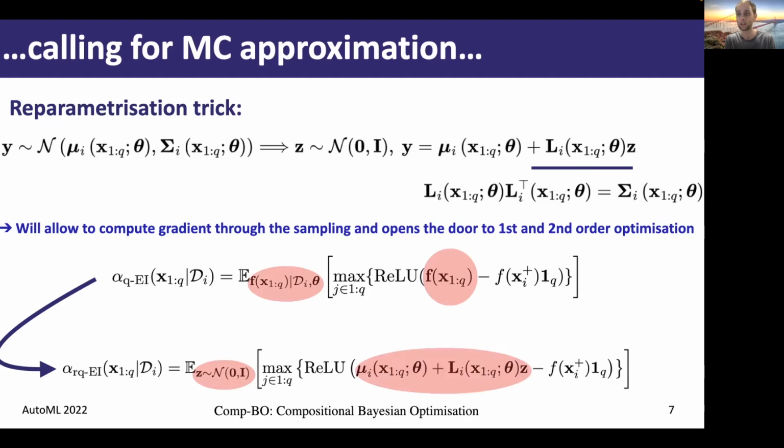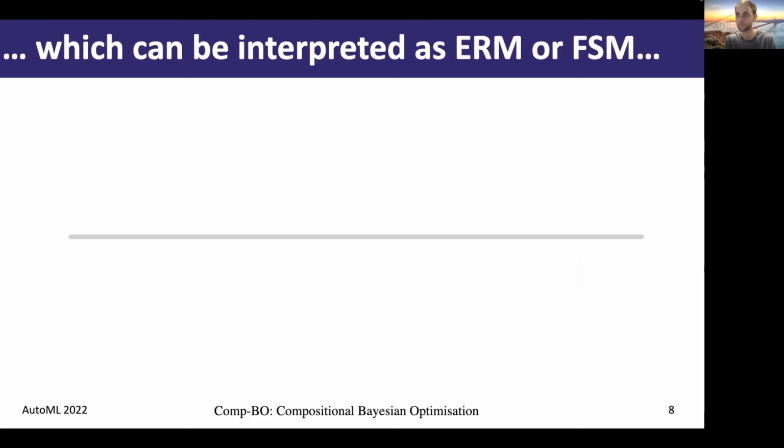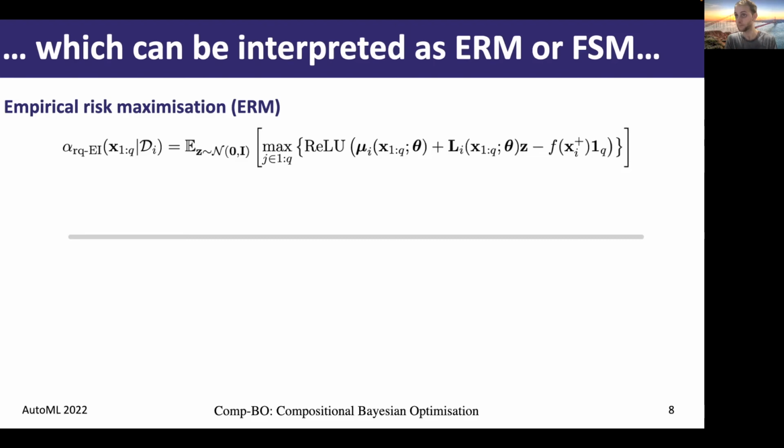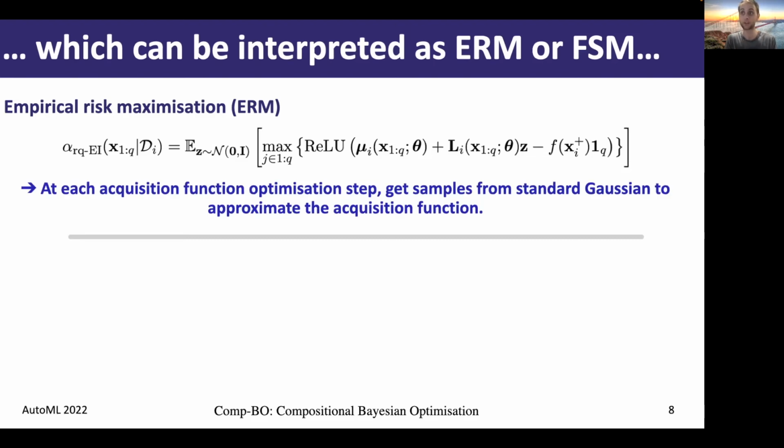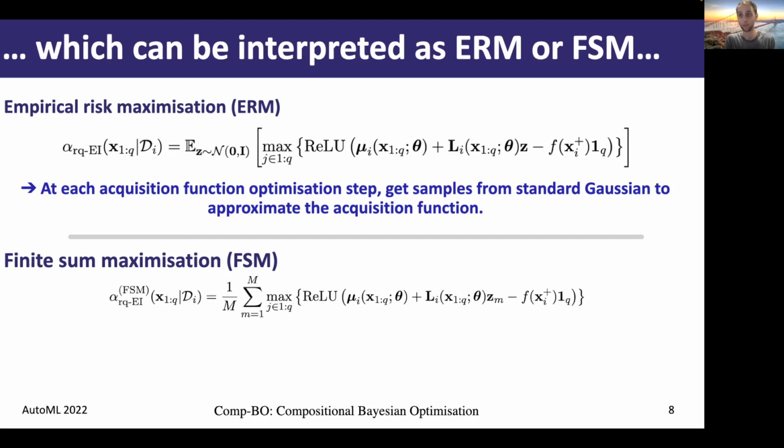We can rewrite the expected improvement acquisition function using this reparameterization trick. And so the expected value will now depend on a Gaussian that is centered on standard and that does not depend on x. Given this reparameterization formulation, what we can do is follow the empirical risk minimization procedure. So at each step of the acquisition function optimization, we could sample new z's to get an approximation of the acquisition function. But we could also consider the acquisition function maximization problem as a finite sum maximization problem. To do so, we can sample the z upfront and replace the expected value over z by a finite sum, which of course leads to an approximation.